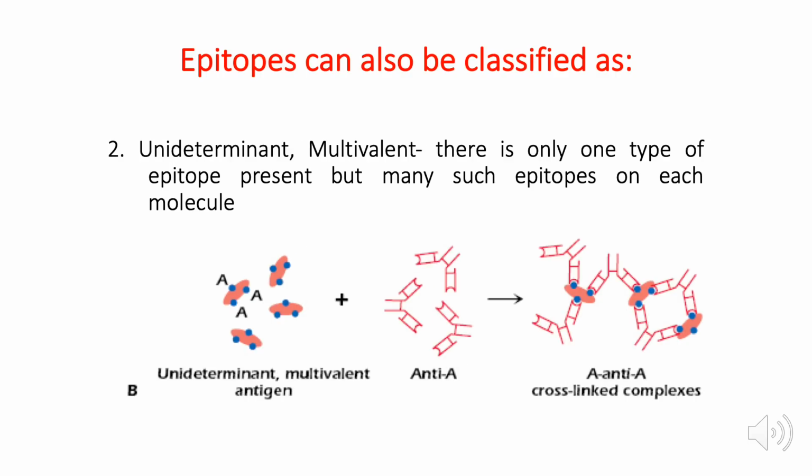How about unideterminant, multivalent? When you say unideterminant, there's only one type of epitope, but you have many of these epitopes on the surface of the cell, because you use the term multivalent. So take a look at one cell. Again, the cell only has A antigen, but you have several of these epitopes surrounding the cell. Thus, unideterminant, multivalent.